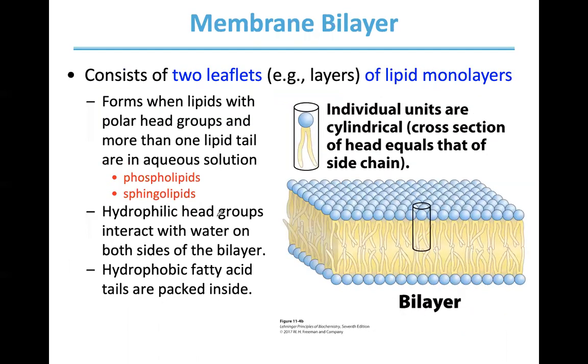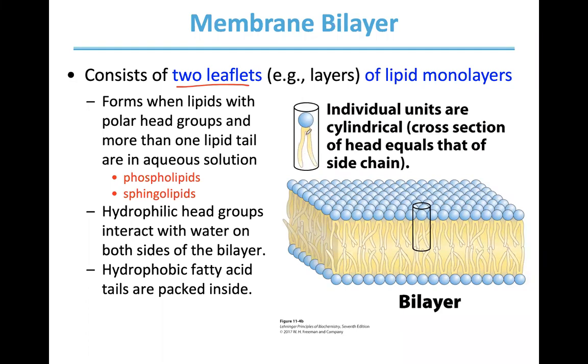Now, the membrane bilayer. The difference between that and the micelles is that there are two leaflets, or lipid monolayers. Oftentimes these like to form when there is more than one lipid tail. We talked about the structure of glycerophospholipids or sphingolipids, and these have two lipid tails. Also, individual units are cylindrical, so the size of the head group is roughly the same as the tails.